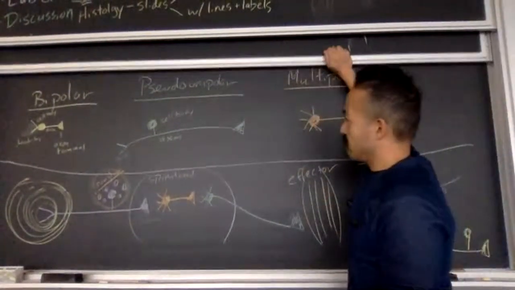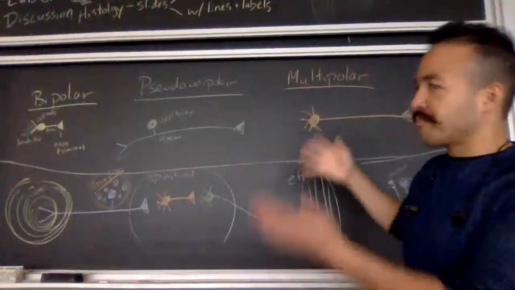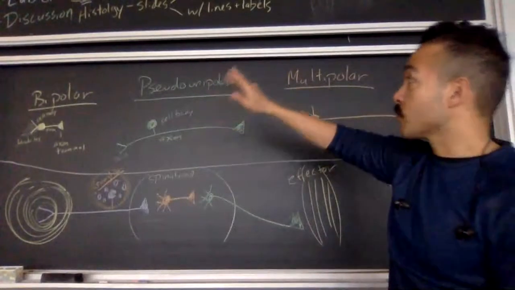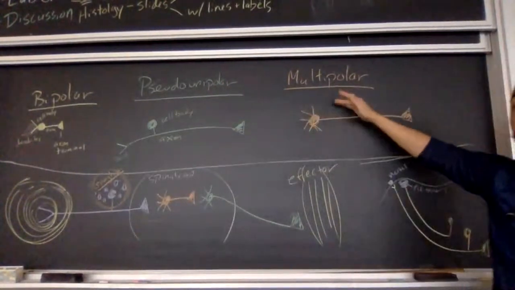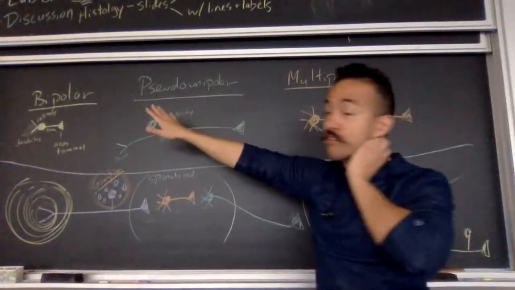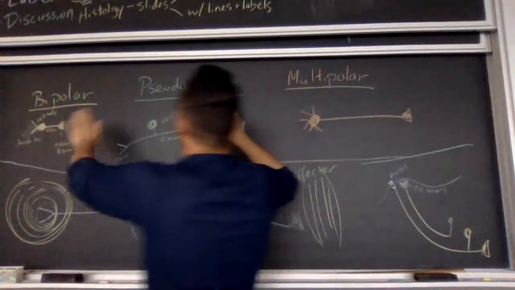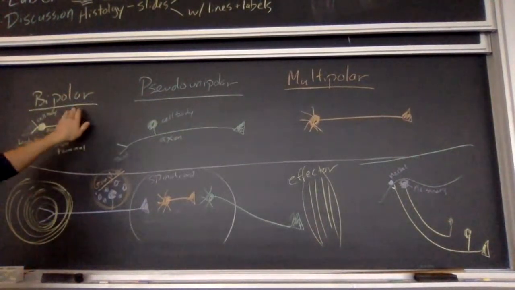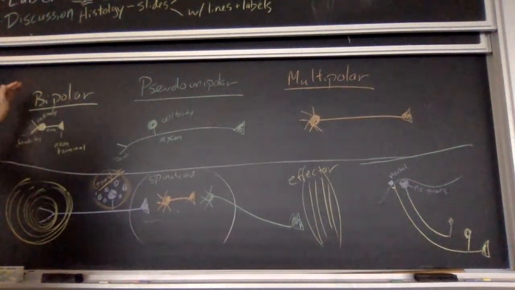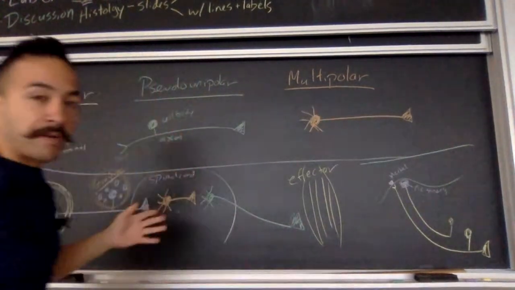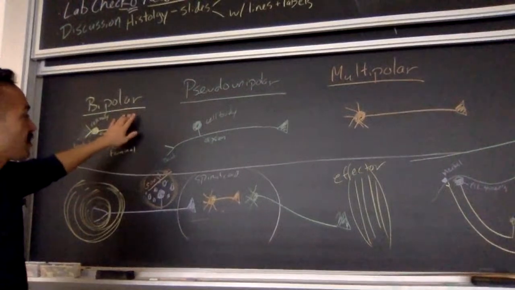So, debatable, but broadly, there are three shapes that neurons can have. Neurons can be bipolar, neurons can be pseudo-unipolar, and neurons can be multipolar. Bipolar and pseudo-unipolar, they're for sensory things. Bipolar specifically is for special senses, things like vision or smell. Those are examples of special senses.